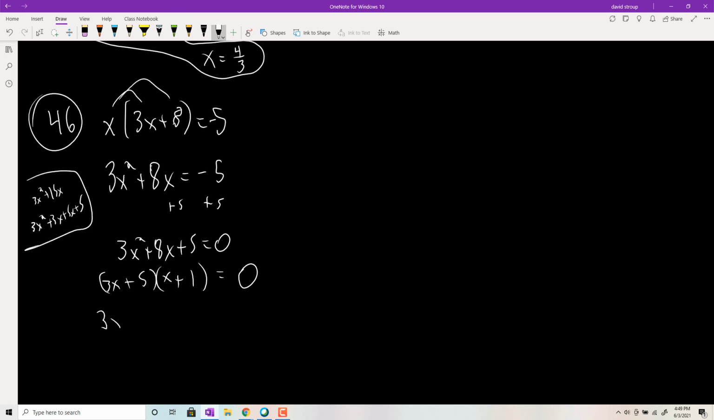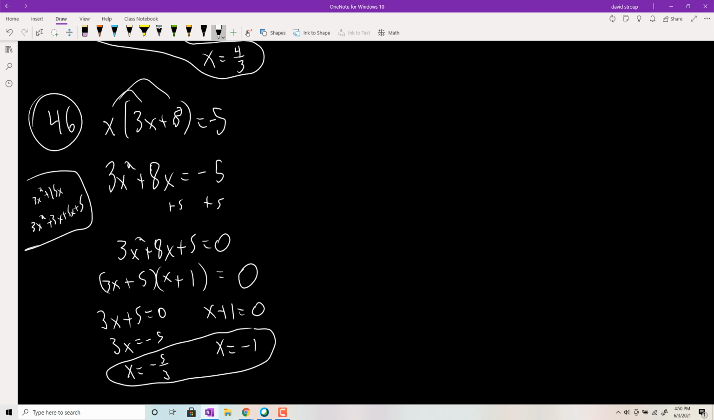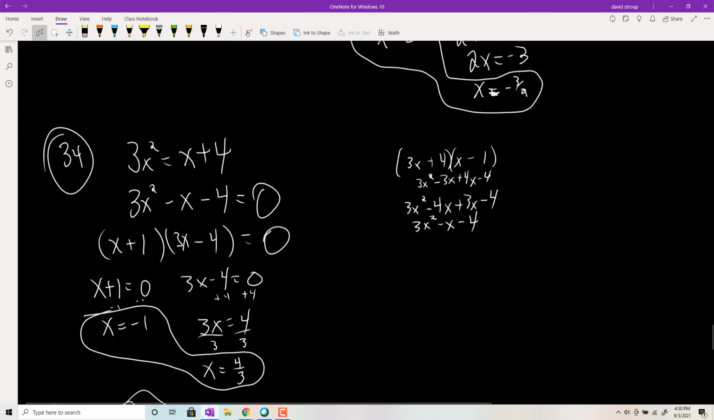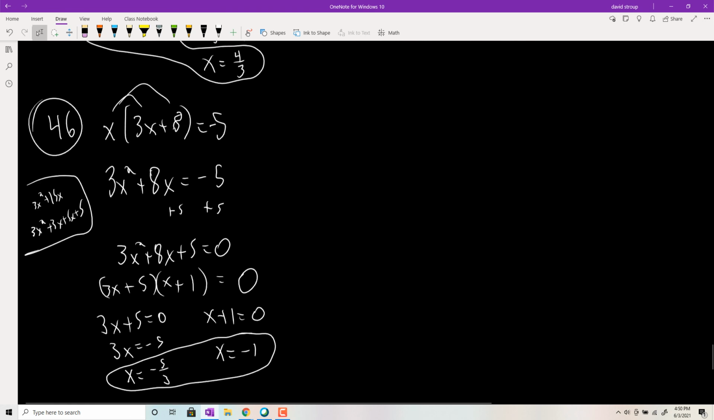Okay, set each part equal to 0. So 3x is negative 5, and then x is negative 5/3. Subtract 1 from both sides. x is negative 1. There's our solutions. So got to get it set equal to 0 first, then factor, then set each part equal to 0. There shouldn't be any weird division, stuff like that.